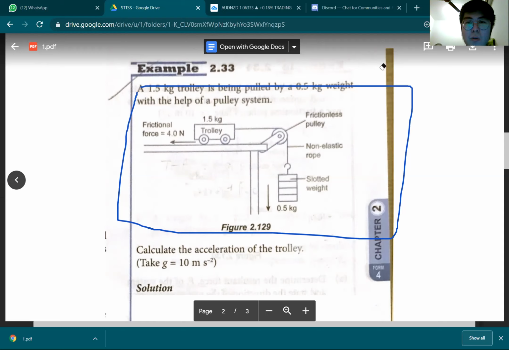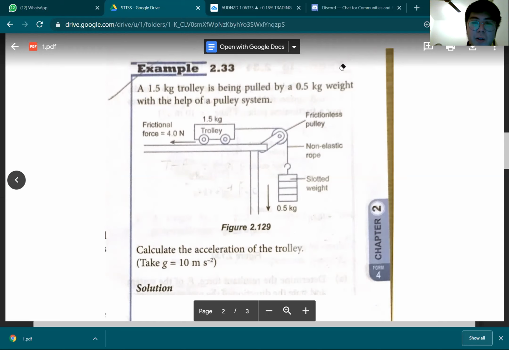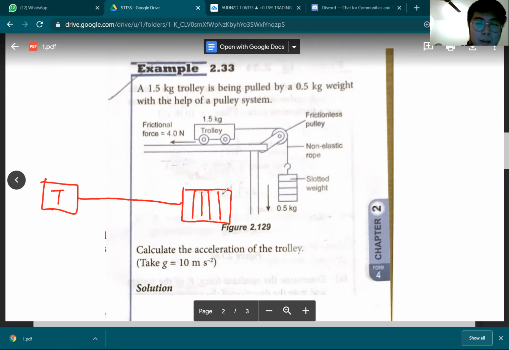If you look at this whole system, you can actually write it out like this. This is the trolley, I label it T. If I extend out the string, it looks like this. This is the slotted weight, I label it W. This is 1.5 kg, and this is 0.5 kg. Meaning I just remove the pulley, then I extend. It looks like this.